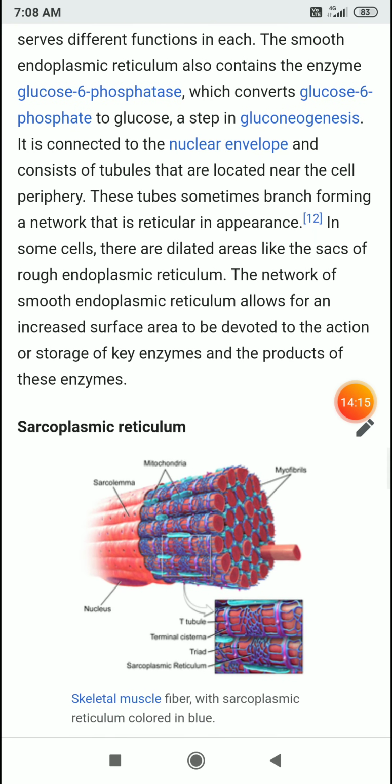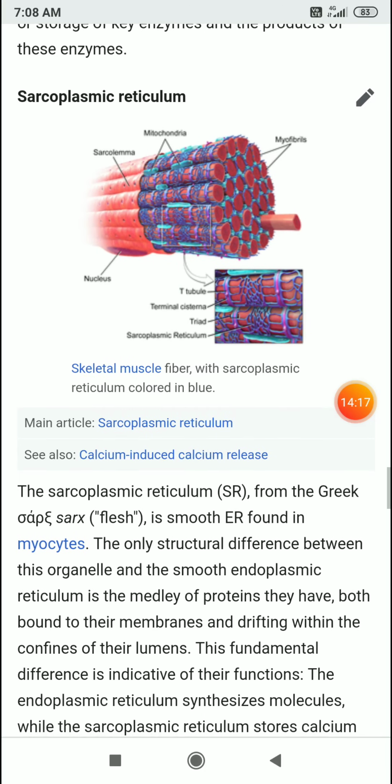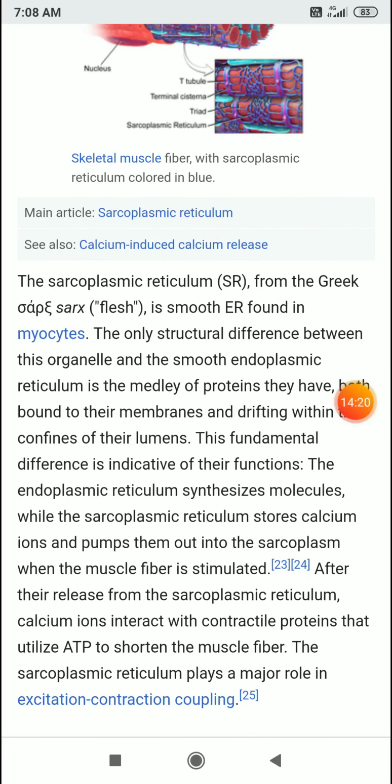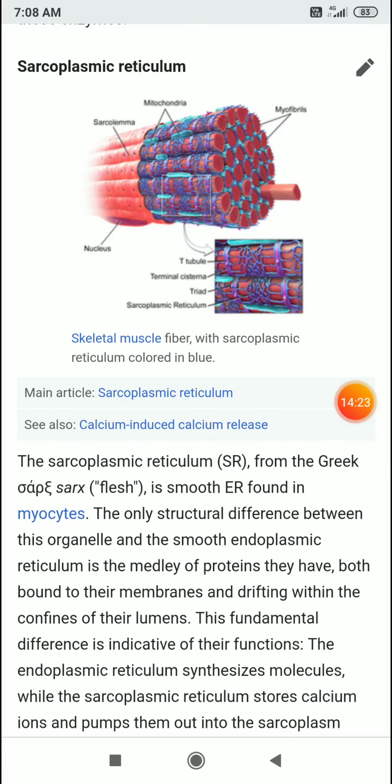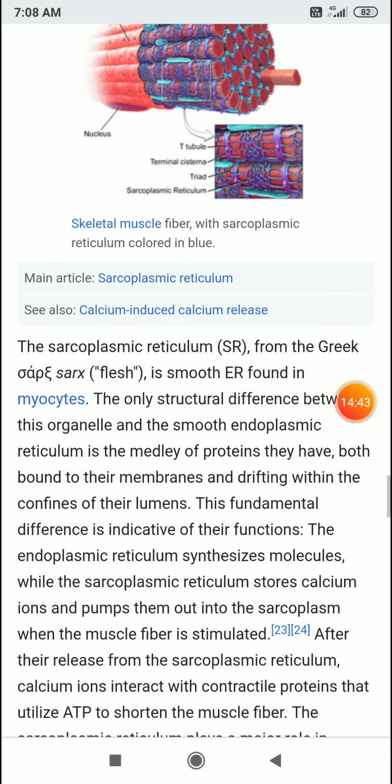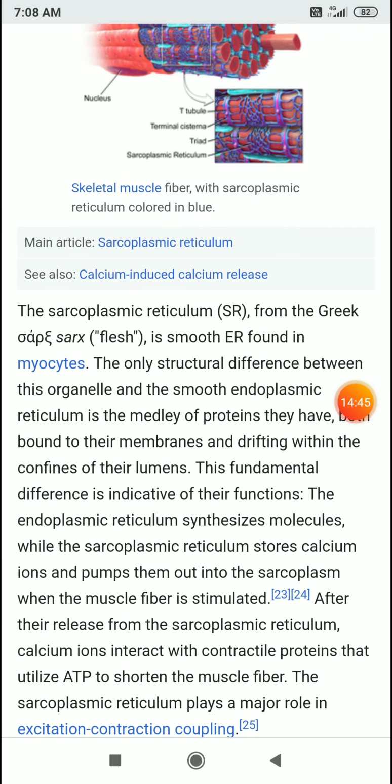Sarcoplasmic reticulum. The sarcoplasmic reticulum, SR, from the Greek for flesh, is a smooth endoplasmic reticulum found in myocytes. The only structural difference between these organelles and the smooth endoplasmic reticulum is the protein content. They have proteins both bound to their membrane and floating within the confines of their lumens. These fundamental differences are indicative of their functions. The endoplasmic reticulum synthesizes molecules.